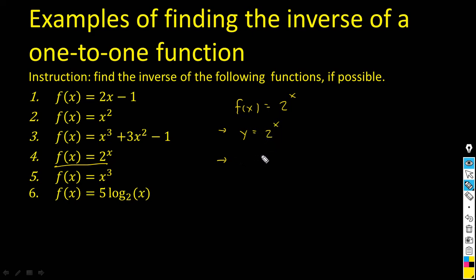How do we do that? I ask you: how do I isolate a variable which stands as an exponent? With logarithms, right? I'm going to apply the logarithm base 2 on both sides. Logarithm base 2 of y equals logarithm base 2 of 2 to the x. I'm going to flip the sides now, it's for convenience.